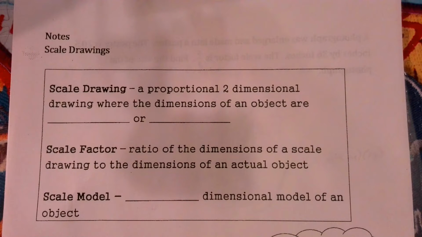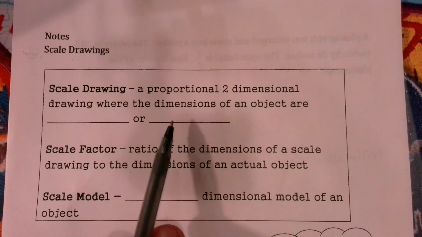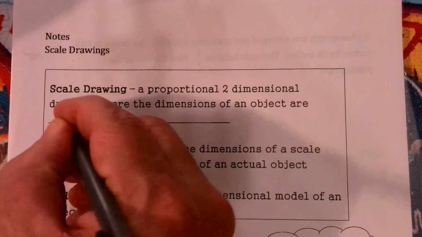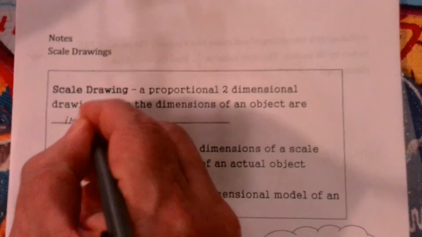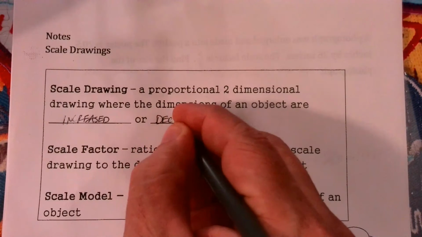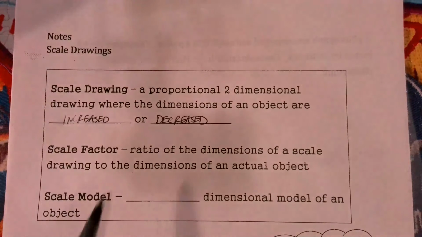Alright, scale drawing is just a proportional two-dimensional drawing where the dimensions of an object are either enlarged or decreased. So it's going to be either bigger or smaller. Okay. And the scale factor, which is right below it, it's the ratio.